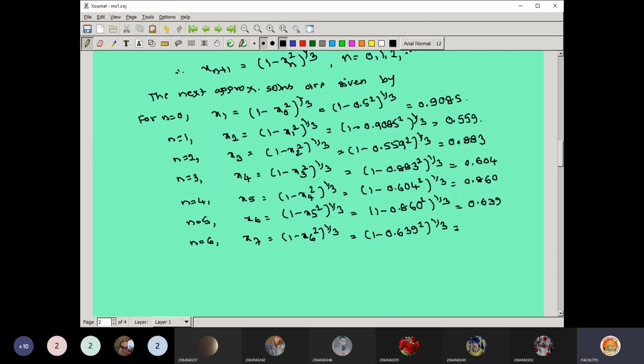So 1 minus 0.639 squared, bracket close, power button, 1 divided by 3. How much are you getting? 0.840. Okay, right. So again the answer is different. Go for the next value, n equal to 7. Definitely you will get the answer at one stage. Make it fast. What is the x8 answer?